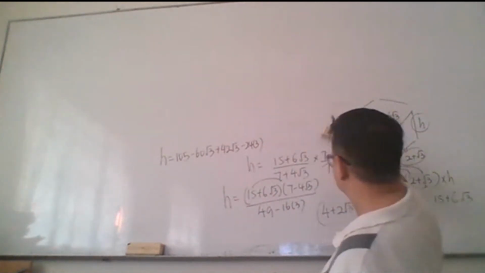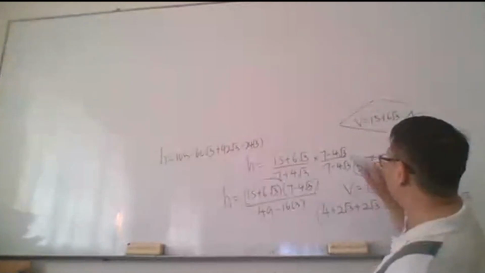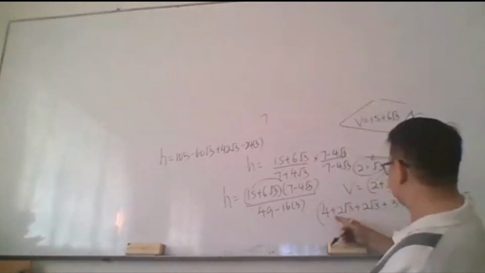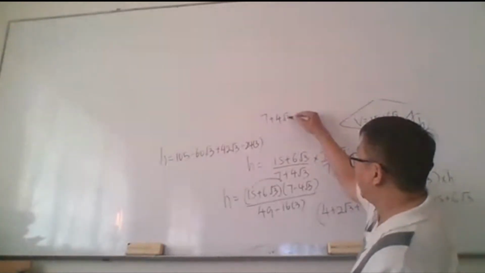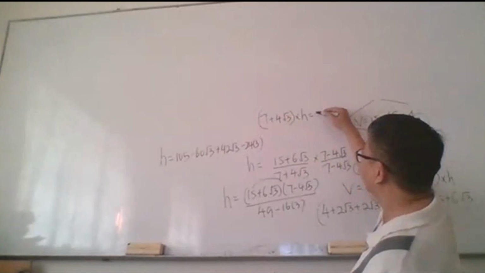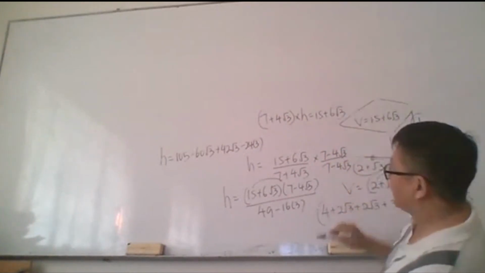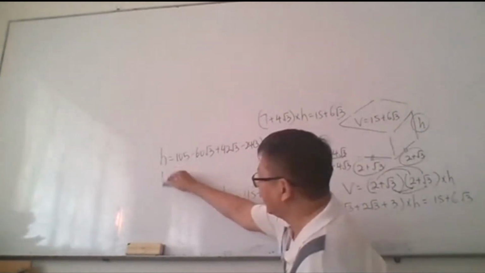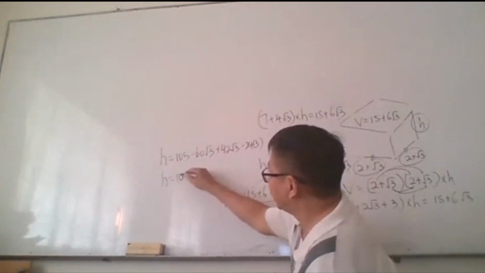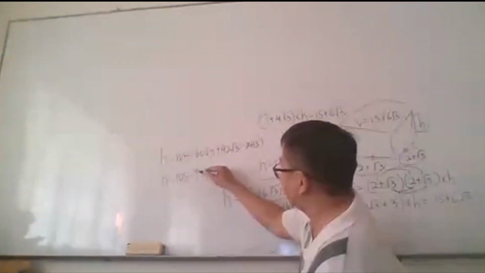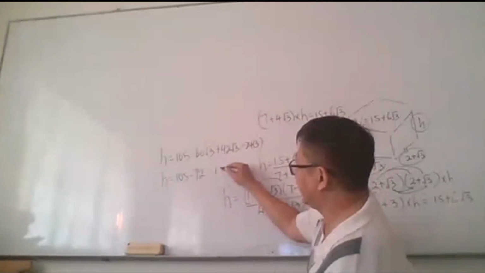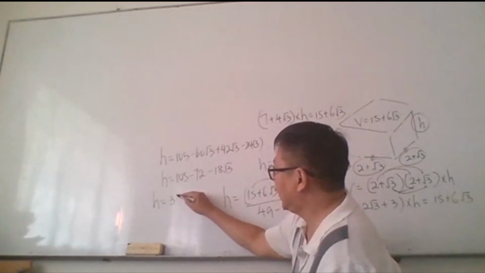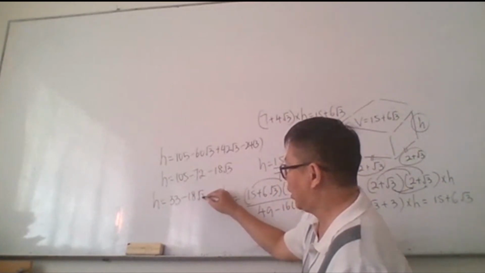So here, I will write again. So then you get 7 plus 4 square root of 3, times h equal to 15 plus 6 square root of 3. So next is your h. And then your h will be 105 minus 72, and then minus 18 square root of 3. And finally, you will get 33 minus 18 square root of 3.